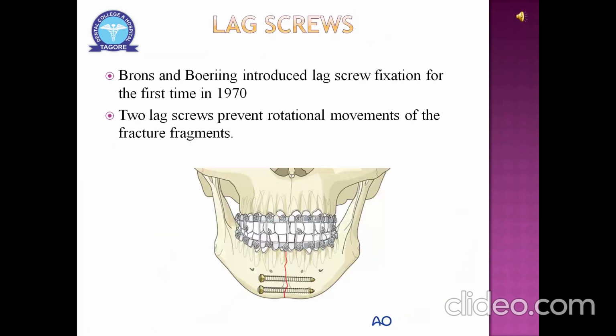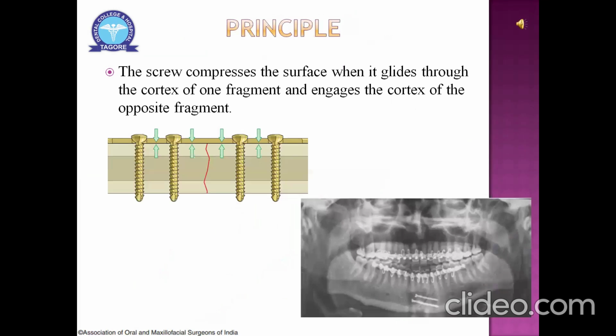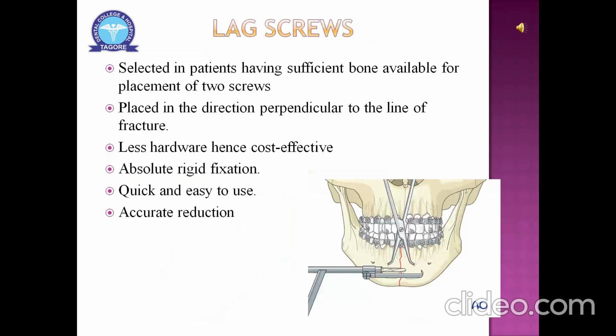Lag screws are primarily used to prevent rotational movements of the fracture fragments. The lag screw relies on the principle of compression. The screw compresses the surface when it glides through the cortex of one fragment and engages the cortex of the opposite fragment. Lag screws are primarily selected in patients having sufficient bone available for placement of two screws. The screws are placed in a direction perpendicular to the line of fracture. The advantages include absolute rigid fixation, less hardware and hence cost effective, quick and easy to use, and accurate reduction.